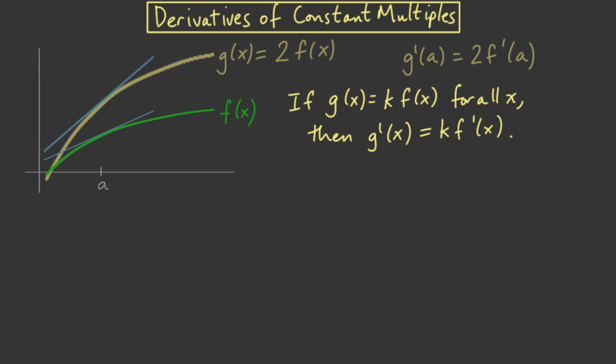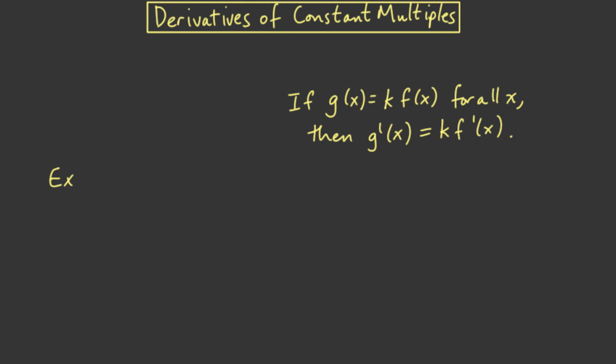So let's do an example. We've got g of x equals minus 5 times x squared. So here we have a constant, minus 5, being multiplied by a function, x squared, and we know the derivative of x squared. So this is good. We can take the derivative of g just by using this rule.